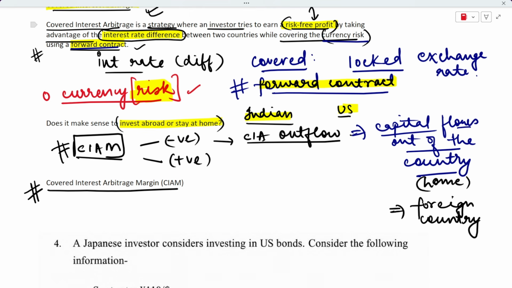And just the opposite happens when my CIAM is positive. This means that capital will stay at home. So here the capital stays at home. So this is the difference between the covered interest arbitrage margin being positive or negative. So we'll all keep this in mind.